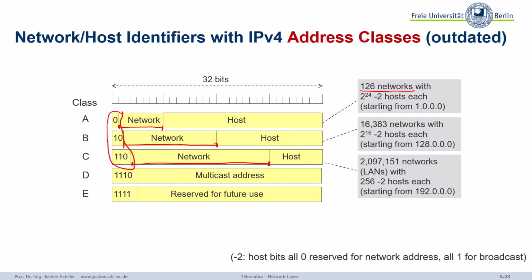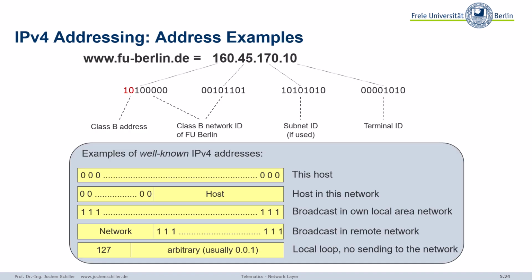So this was the classical scheme, and using it, you could address arbitrary computers, like for example the web server of our university, where the first bits indicate that this is a class B address, and then the next bits, 6 from the first byte and 8 from the second byte, together tell you this is the class B network ID of our university. So if you want to have a network, you have to ask for a certain class of network. That was the classical way.